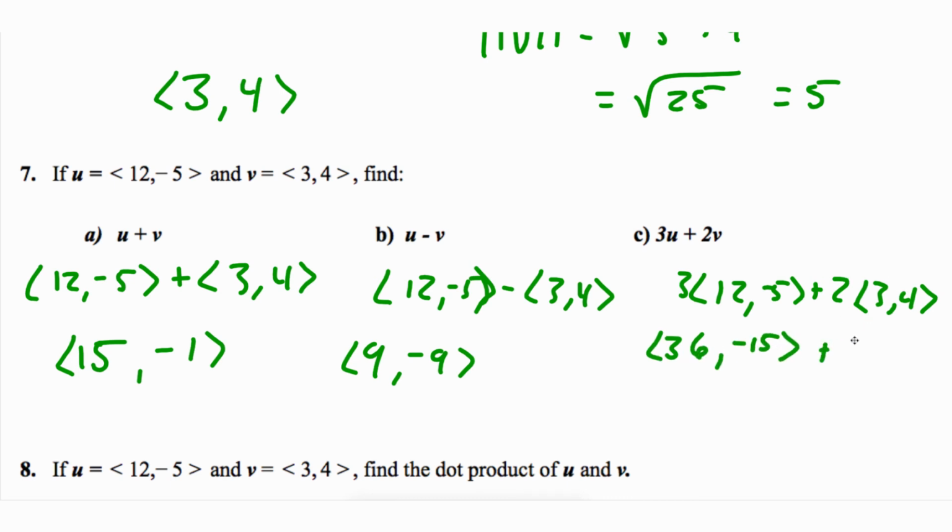Now we have to distribute the 2 inside of that other vector, so when we do that we get 6, 8, and now we're just going to add up the individual components. So 36 plus 6 is 42, and negative 15 plus 8 is negative 7 for that vector.